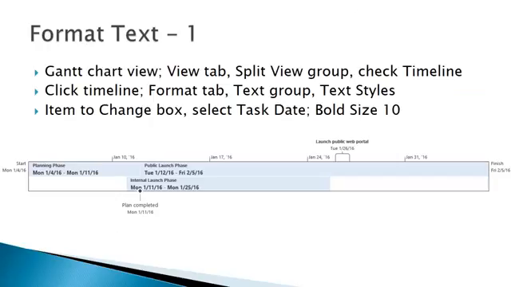Let's start with the timeline view that we created with the required content. Click anywhere on the timeline. Notice that the Format tab changes depending on what is currently selected. Start by making the task dates bold and size 10 to make them stand out.